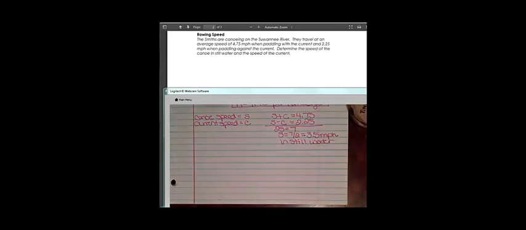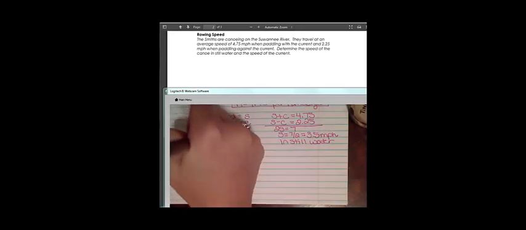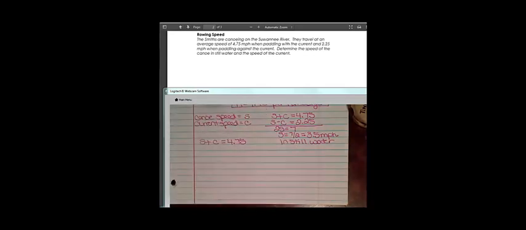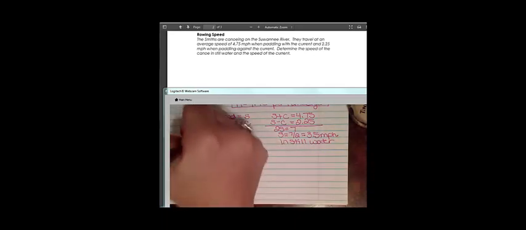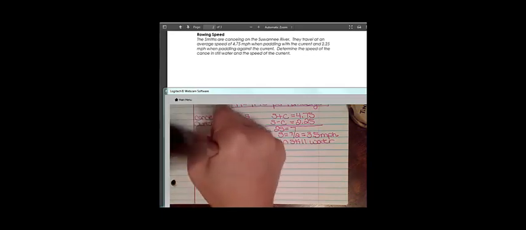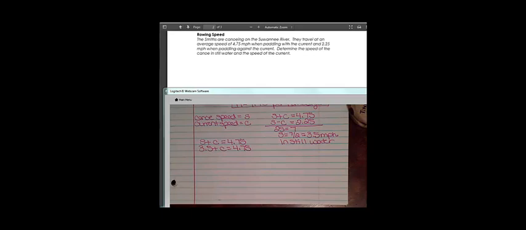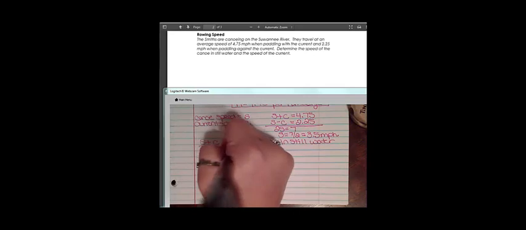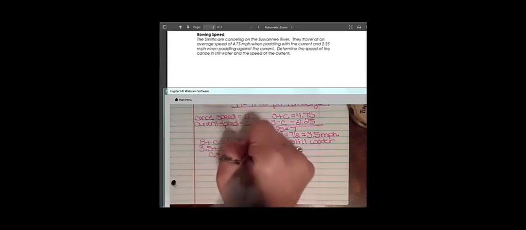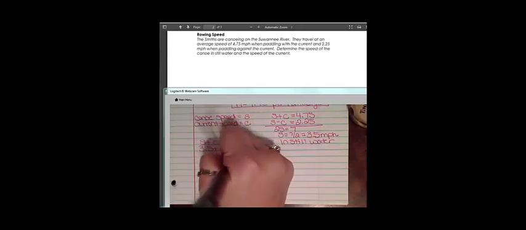Now we just need to find out what the speed of the current is. So we said at the beginning that our speed plus the current is 4.75. We just need to substitute in the 3.5 for our speed. So we have 3.5 plus the current equals 4.75. Subtract 3.5 from both sides and you get current speed is 1.25 miles per hour. And that's the current speed.